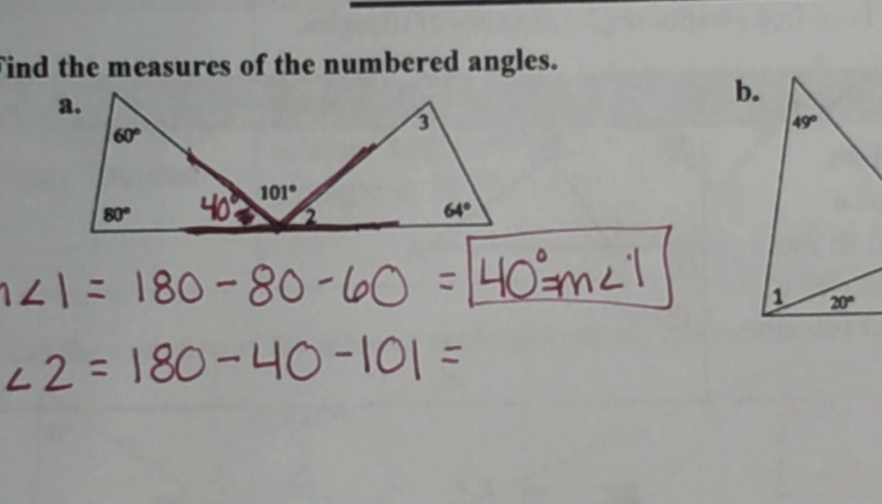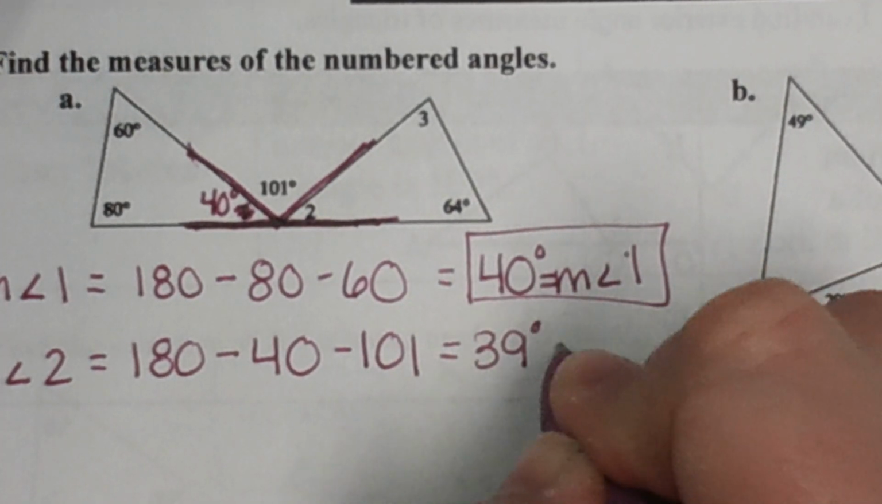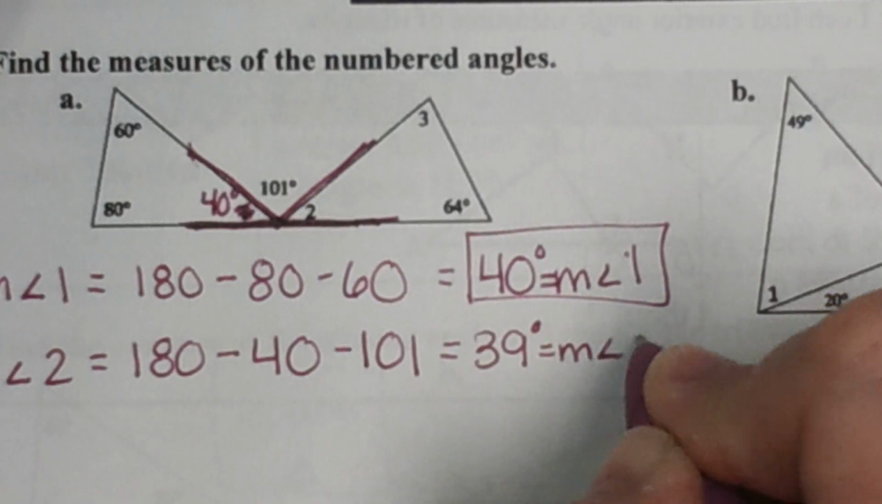What is 180 minus 40 minus 101? 39. 39 degrees is the measure of angle 2.